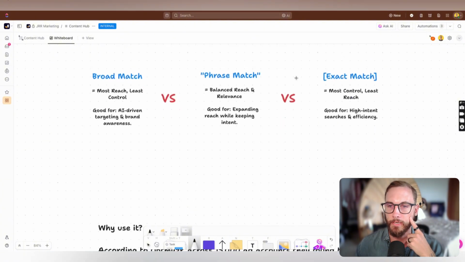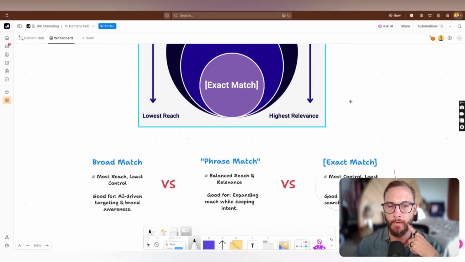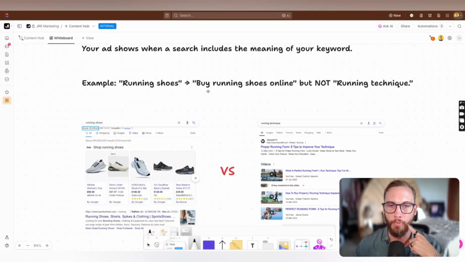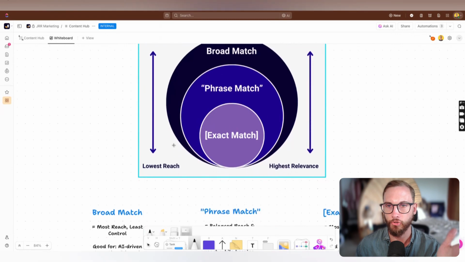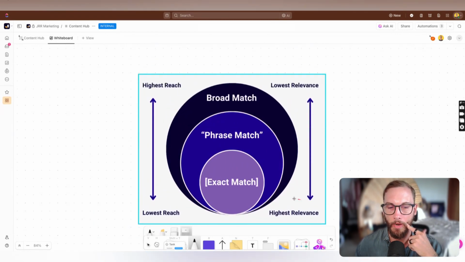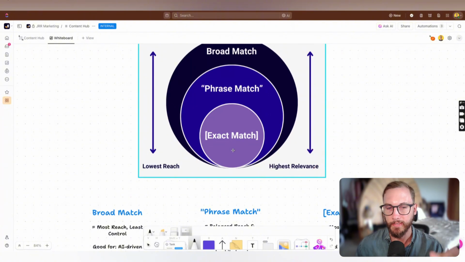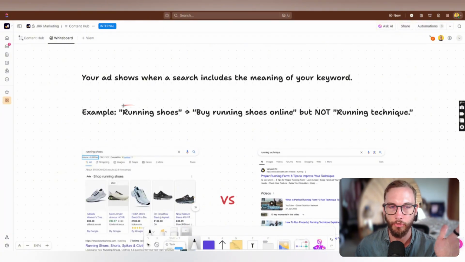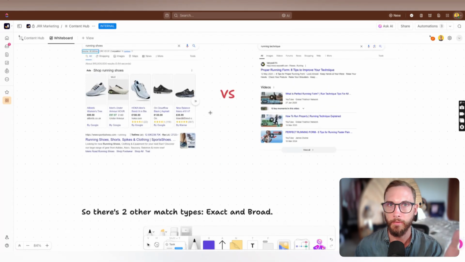Whereas exact match is the opposite. Exact match is like, okay, if we're bidding on running shoe, I don't want to enter into buy running shoes online. I just want running shoes, if that makes sense. So Google will limit the reach dramatically so that they can have the highest amount of relevance for exact match. And with exact match, you're going to have to enter all the combinations. You're going to have to say running shoes and then buy running shoes as a separate exact keyword. You can imagine it's a lot of work.